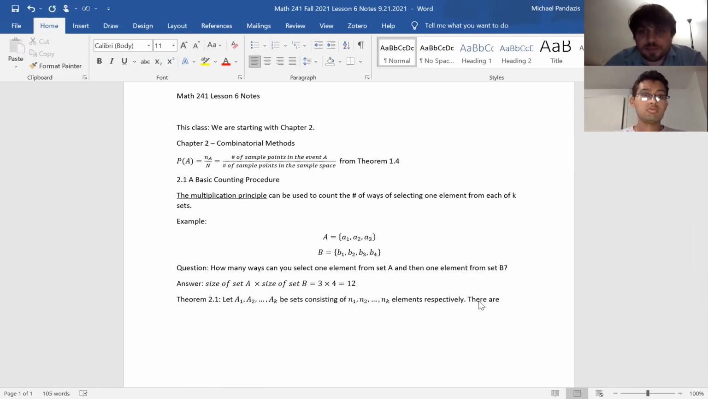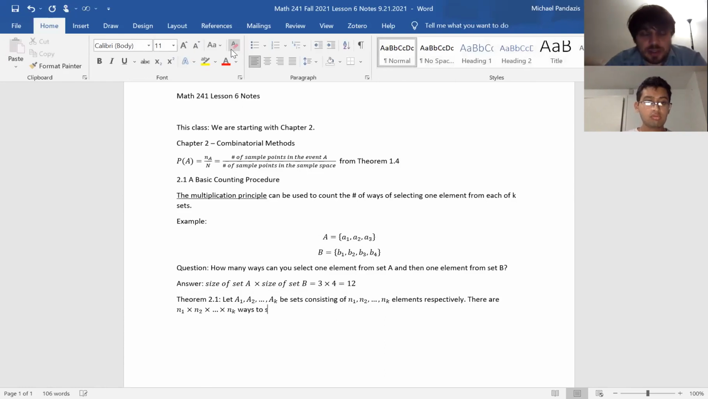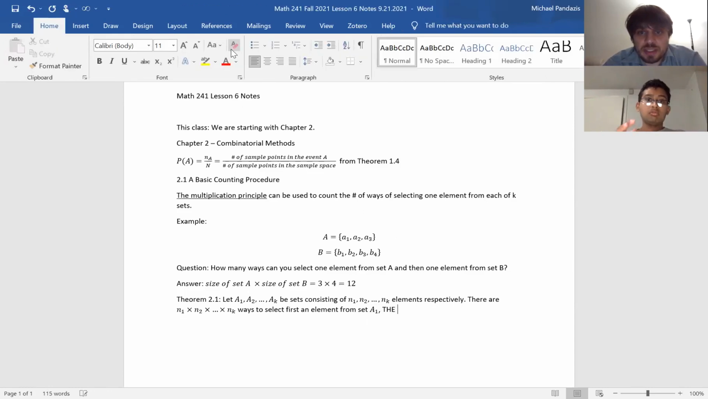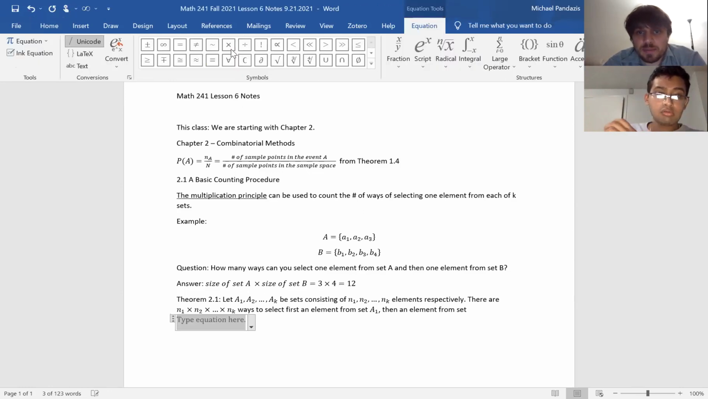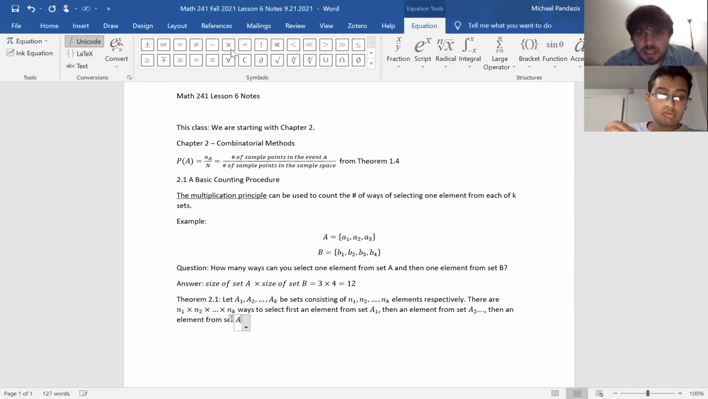Okay, there are n1 times n2 times ... times n sub k ways to select first an element from set A1, then an element from set A2, and so forth, up to and including then an element from set A sub k.